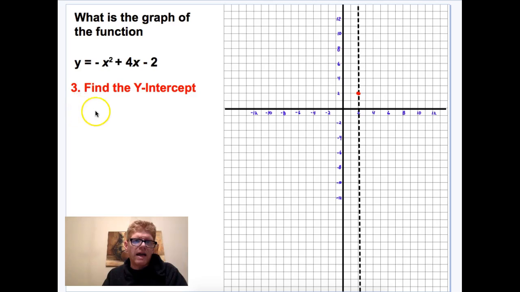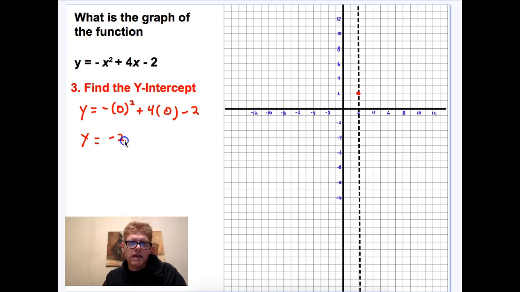Wherever this parabola intersects with the y-axis, our x value is going to be 0. So we'll plug that back into the equation. We'll say that y is equal to the negative of 0 squared plus 4 times 0 minus 2. Now that looks pretty easy, right? Because the negative of 0 squared is just 0, plus 4 times 0, which is 0. And that's going to leave us with negative 2.